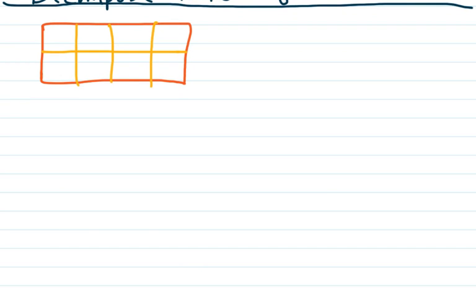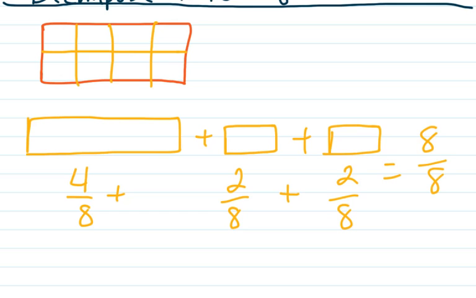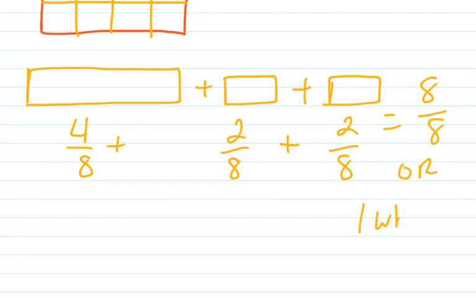So one of the ways that I can decompose this is by doing this, which is 4/8 plus 2/8 plus 2/8 will equal 8/8 or 1 whole. And that is our answer.